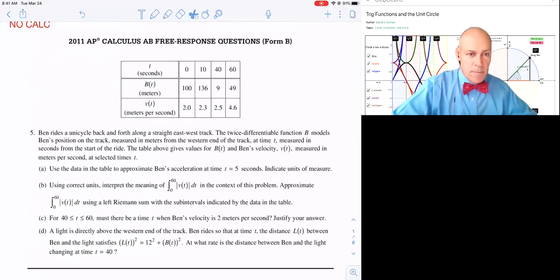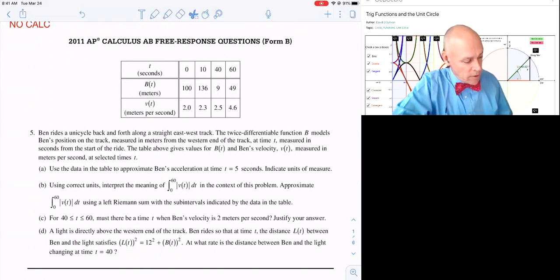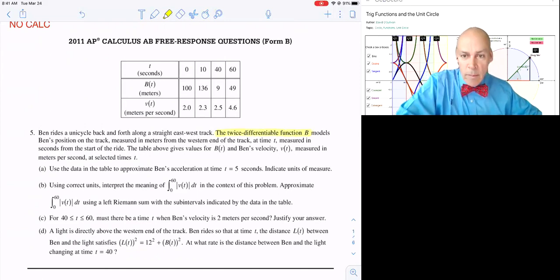We're given a table, and the description is Ben rides a unicycle back and forth along a straight east-west track. The twice differentiable function B, and underline that, highlight it. If it's twice differentiable, we know that B prime also exists and B double prime also exists over our time interval. It also tells us that B and B prime are continuous. B models Ben's position on the track, measured in meters from the western end of the track at time t, measured in seconds from the start of the ride.